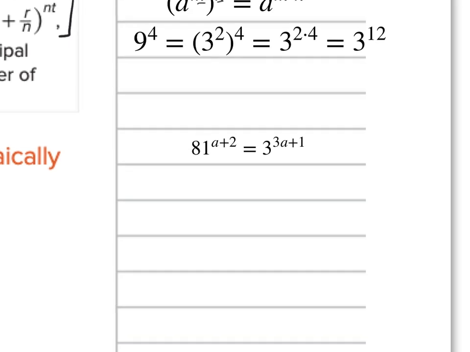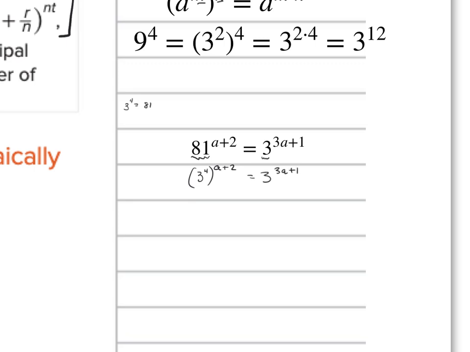But if not, hey, I'm going to go ahead and solve it now. So 3 is the smallest base that I have. Are there some powers of 3 that equal 81? And yes, 3 to the 4th power is equal to 81. So I can replace 81 with 3 to the 4th power. And then I still have my other side, 3 to the 3a plus 1.